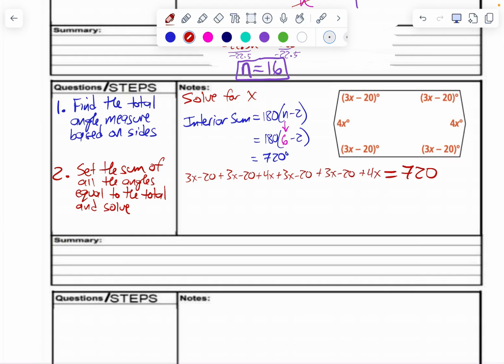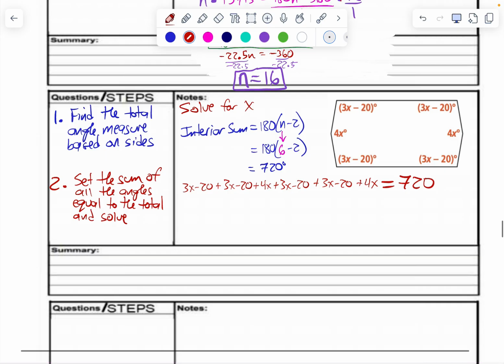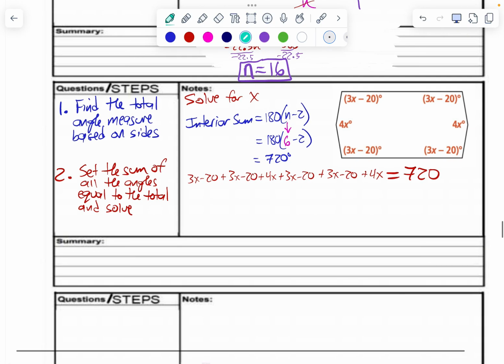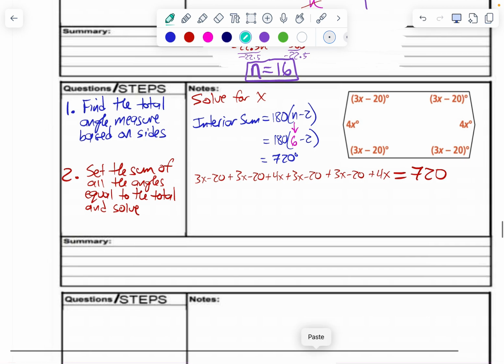Now, there are sometimes some shortcuts on this. For example, there are 4 3x minus 20s and 2 4x's. We could have used the distributive property and shortened this a little. I just wanted to make sure our concept is clear. Okay, now we just solve. Like from here, it's just solving. And I want to point out that we have lots of terms, so being organized can be helpful. For example, if I underline all the x terms, I probably won't miss them.